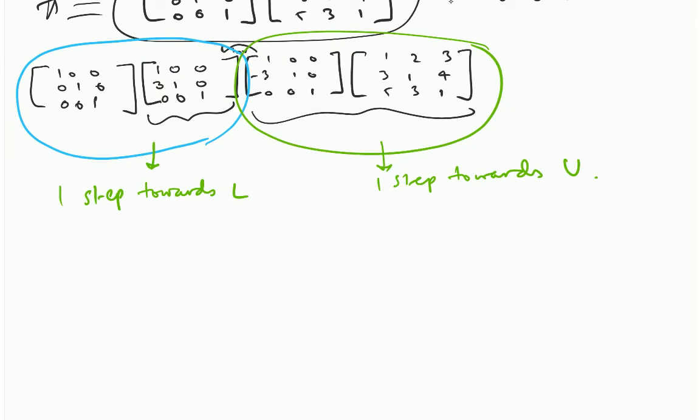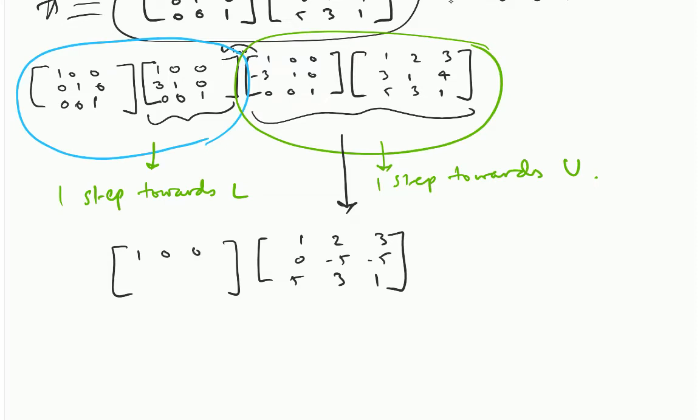So when we perform this operation, what do we get? This becomes 1 2 3, 3 minus 3 is 0, that was the whole purpose, 1 minus 6 is minus 5, and 4 minus 9 is minus 5, and this row remains the same. And what happens to this matrix? Well, this is identity times a matrix, so that's going to be the matrix itself.